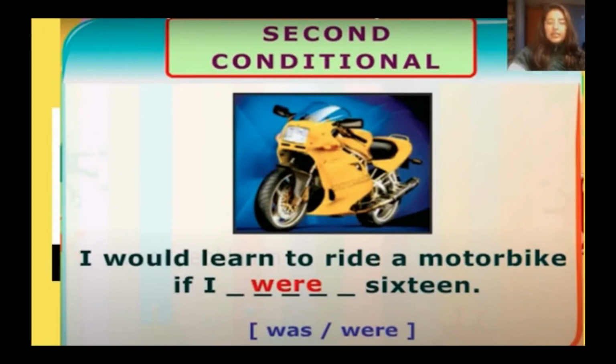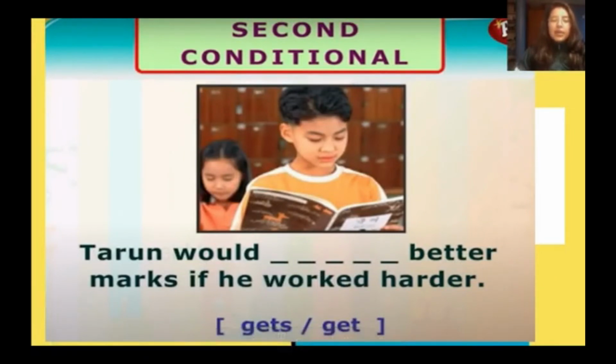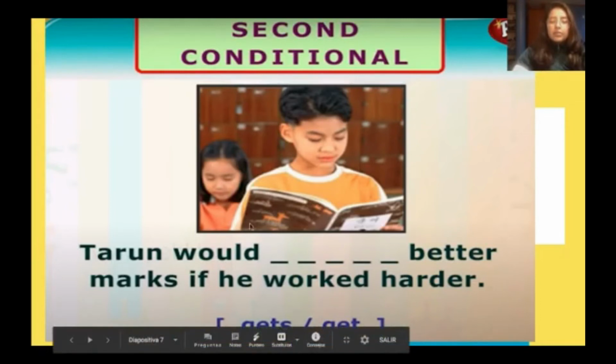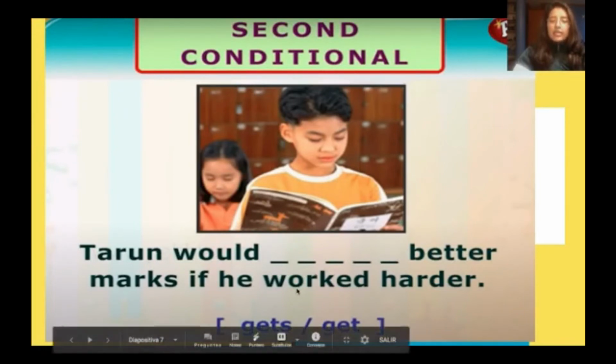Don't forget that. Okay, let's start with the second exercise. Second conditional. Ratun would get better marks if he worked harder. In this case, what do you have to use? Gets or get? Okay, remember, when you use would, the modal would, the verb is in the base form. In this case, what is the base form? Gets or get?